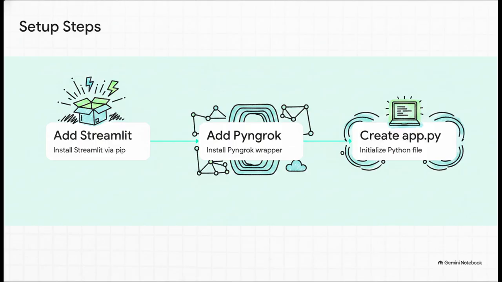First, we need to actually bring Streamlit into our environment by installing it. Second, we install PyNgrok. That's the crucial Python wrapper for the networking service that's going to act as our bridge. And finally, we create the literal canvas for our app, the app.py file. Taking it step by step like this really prevents the environment from getting tangled up right out of the gate.